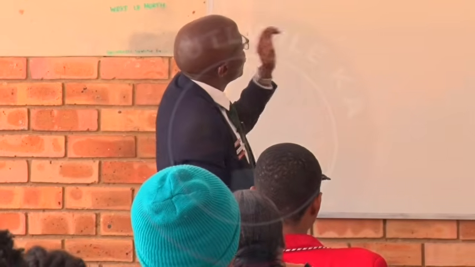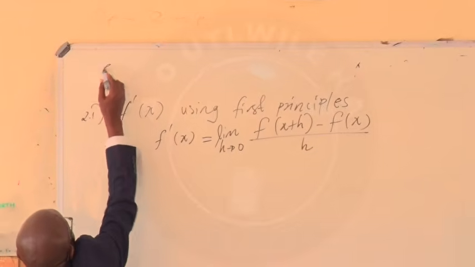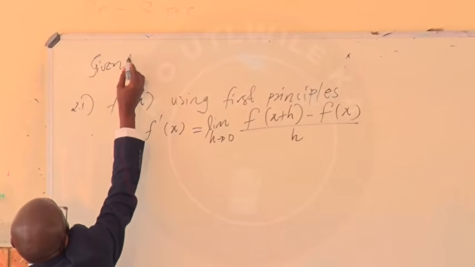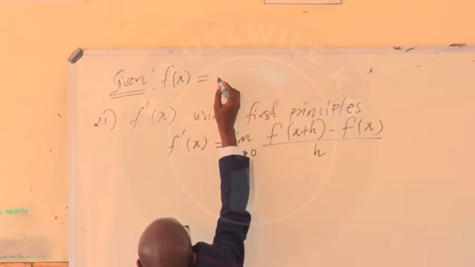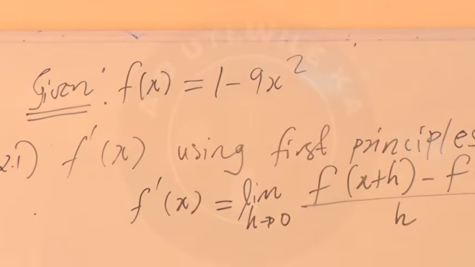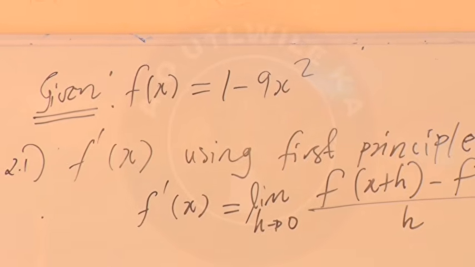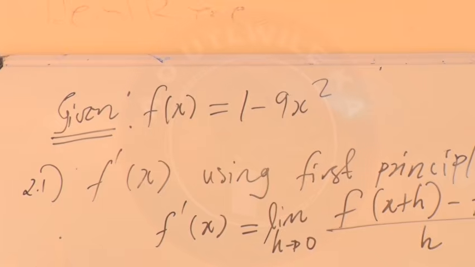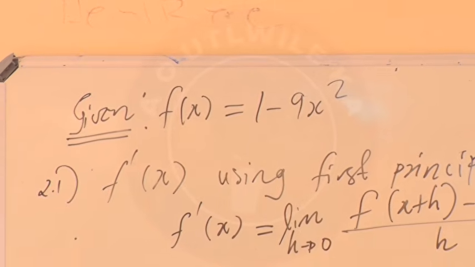Great stuff. So we have a question here from one of the past papers. It's given as f of x is equal to 1 minus 9x squared. Do you agree? So you will be given a question like this, so you have to do many of them. Then what is the first question? Let us read it aloud.